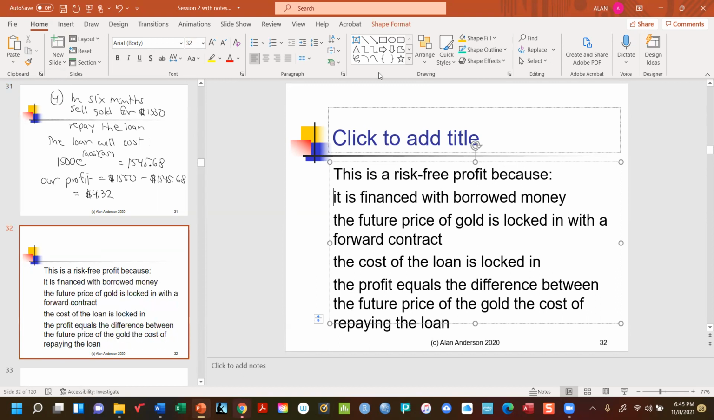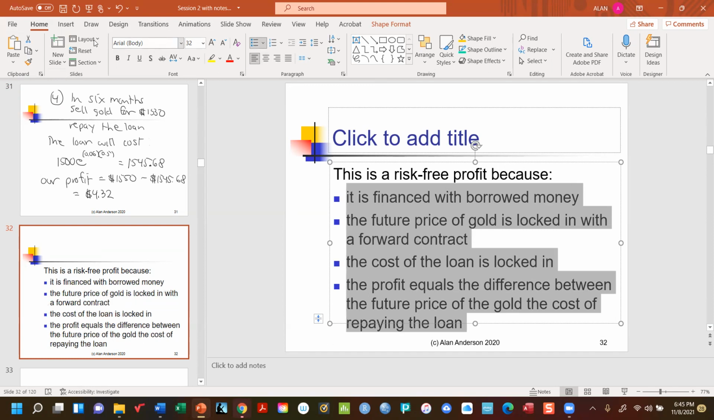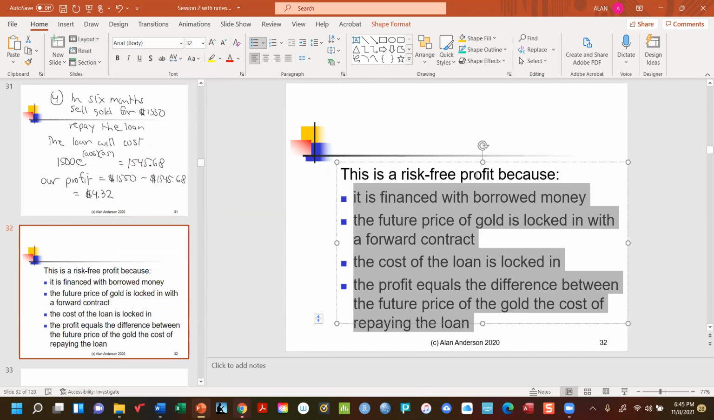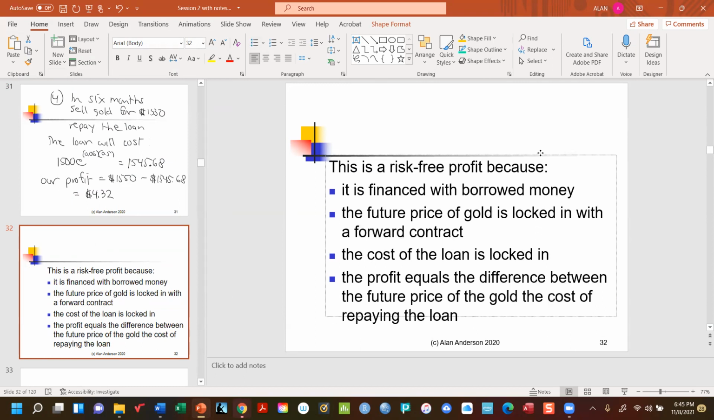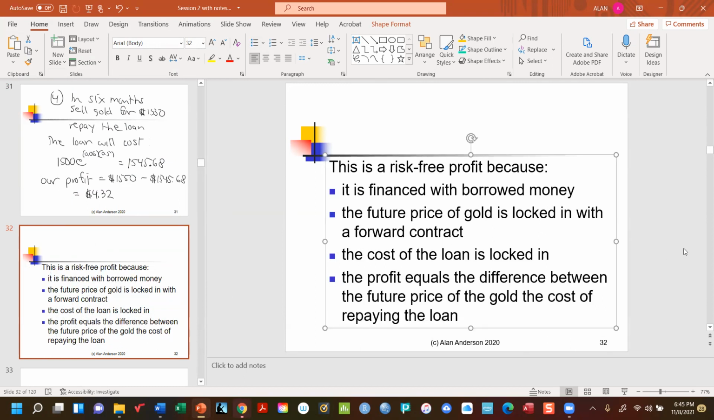Now here's where there might be a bit of a problem: the credit risk. If we enter into this contract with a financial institution that goes out of business, well, then that changes everything. But failing that, you can see we've locked in a profit.